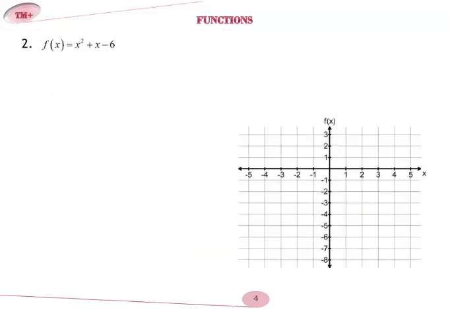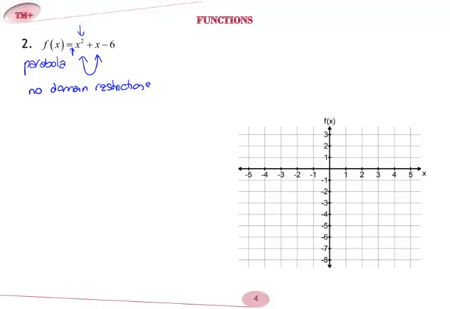Okay, f(x) = x² + x - 6. I know that this is a parabola, because of the x² term. It's positive out the front, so I know it's a happy parabola. And because it's a parabola, there are no domain restrictions.